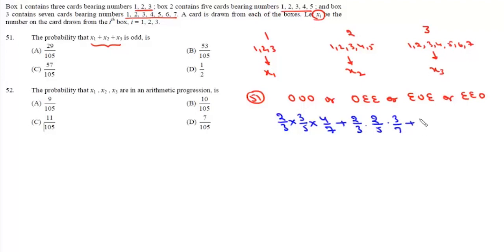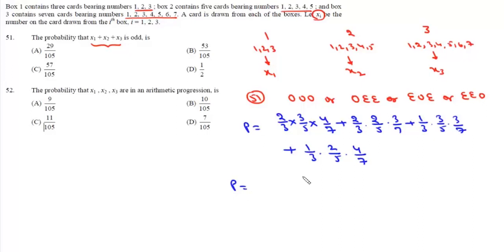Now even from first 1 by 3. Odd from second 3 by 5. And then it will be this 3 by 7 plus, now even is 1 by 3. It is 2 by 5. And then here it will be this 4 by 7. And that's the required probability.